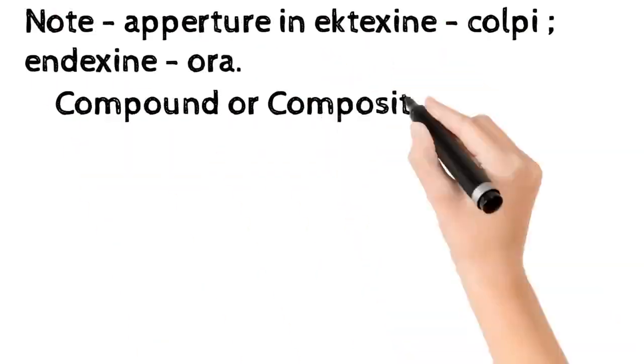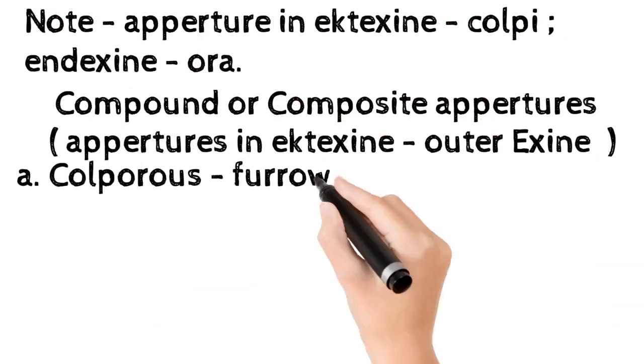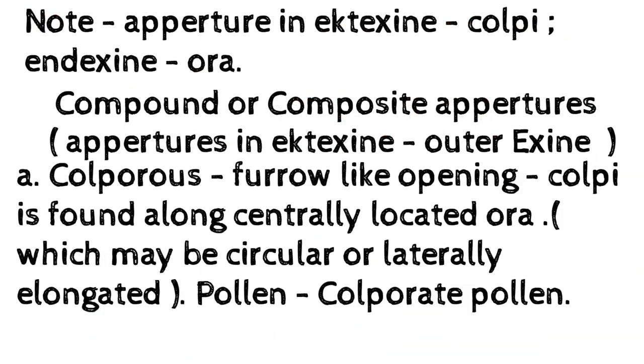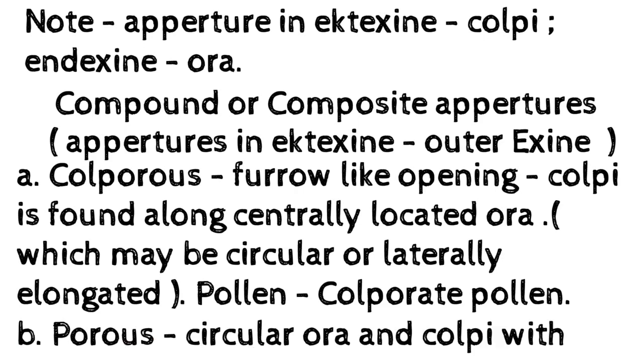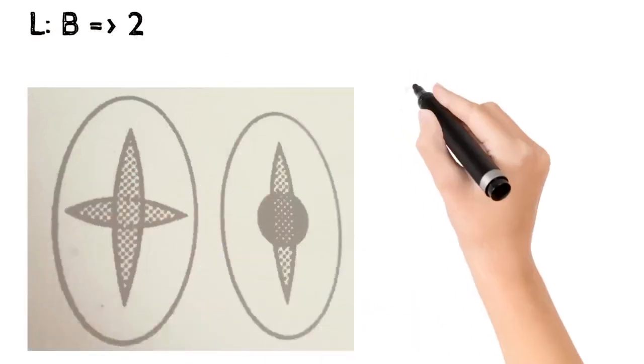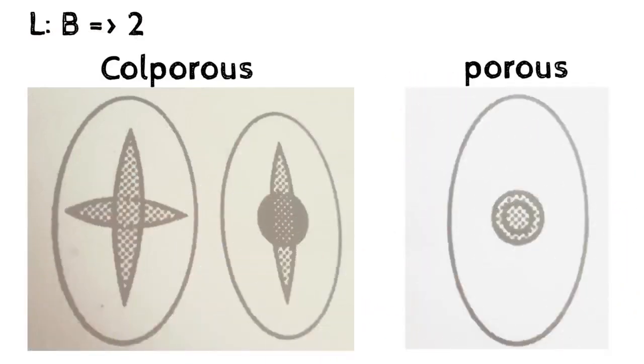Note: aperture in ectexine is colpi; in endexine it is aura. Compound or composite apertures: apertures in ectexine, the outer exine. A. Colporous: furrow-like opening, colpi, found along a centrally located aura, which may be circular or laterally elongated. Such pollen is colporate pollen. B. Porous: circular aura and colpi with length to breadth ratio greater than 2. Diagrams of compound apertures are shown here.